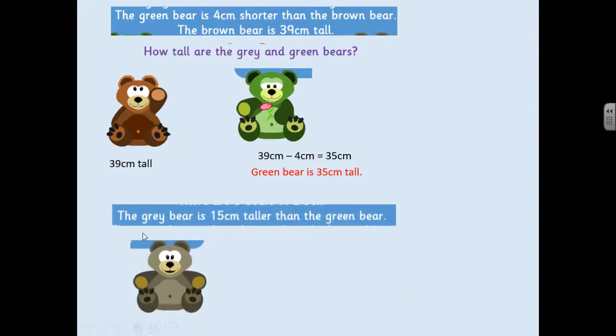So now we're looking at the grey bear. The information we've got is the grey bear is 15 centimeters taller than the green bear. As we know that the green bear is 35 centimeters tall, what we need to do is add the 15 centimeters to it to find the length of the grey bear. So we know that the grey bear is 50 centimeters tall.